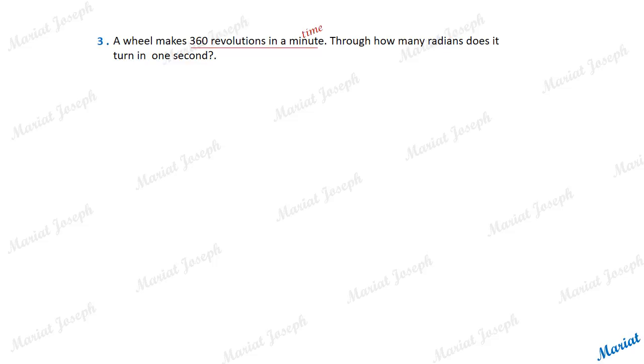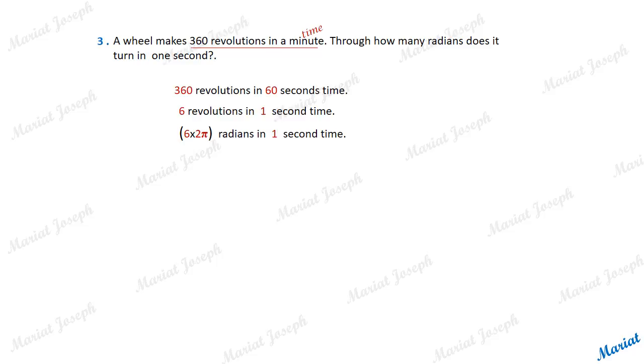360 revolutions in a minute. This minute is time, not the subdivision of degrees. 360 revolutions in 60 seconds. 1 minute means 60 seconds of time. So, 6 revolutions in 1 second. 360 divided by 60, in 1 second, 6 revolutions.